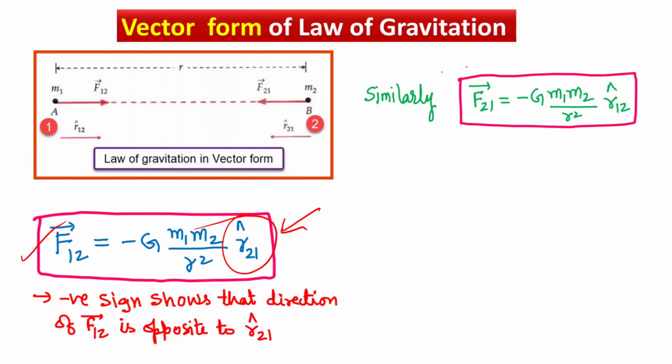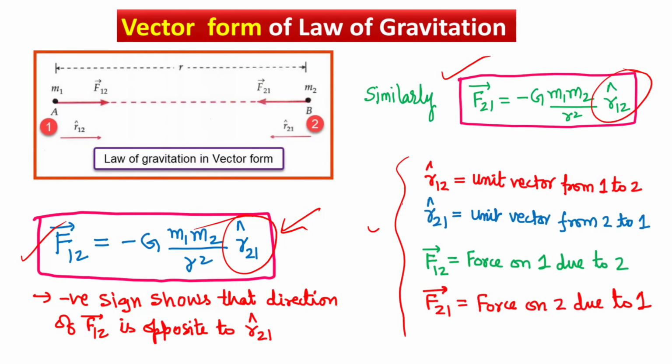Fine. Similarly, we can say f21 is equal to minus G m1 m2 upon r square in the direction of r12. So this is one thing. Now the notations: r12 cap means the unit vector from 1 to 2. Similarly r21, and f12 is nothing but force on 1 due to 2. Similarly, f21 can be defined.